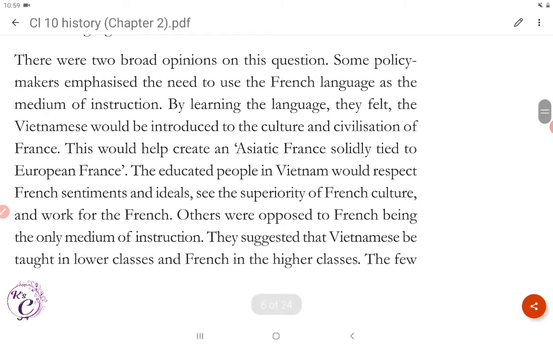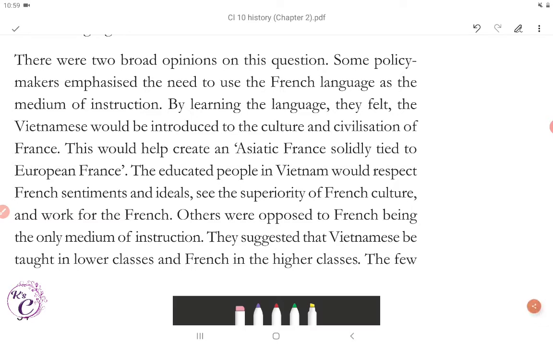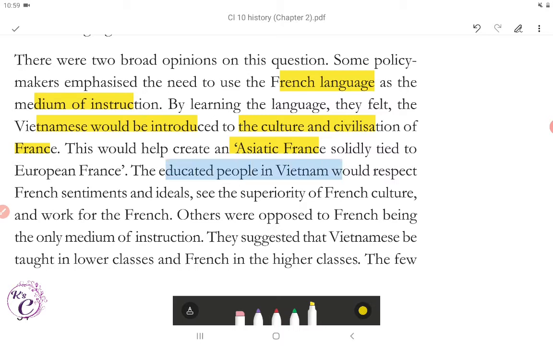Some policymakers emphasized the need to use the French language as the medium of instruction. By learning the language, they felt the Vietnamese would be introduced to the culture and civilization of France. This would help create an Asiatic France solidly tied to European France. The educated people in Vietnam would respect French sentiments and ideals, see the superiority of French culture, and work for the French.